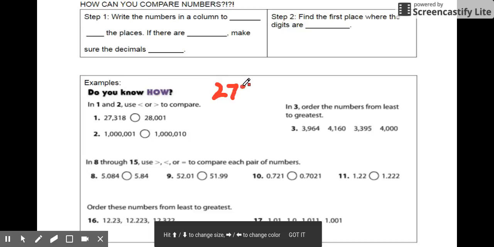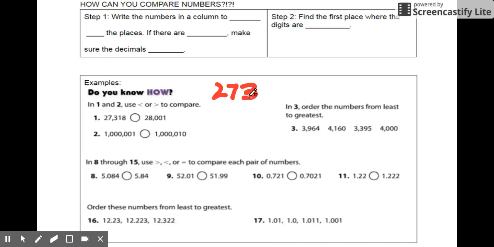So we have 2, 7, 3, 1, 8. And then the bottom number is 28001. And I'm only going to write it out to right here. If I were to write out the rest of this digit, I could, but step number 2 is to find the first place where the digits are different.